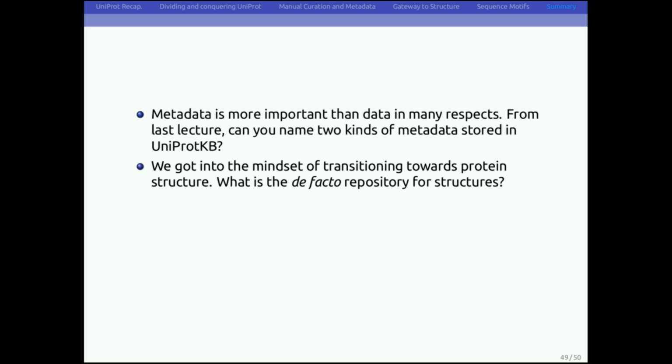Then we got into the mindset of transitioning towards protein structure. And quick recap, what is the de facto repository for protein structures? UniProt is the repository for protein sequences, and the repository for structures is known as the Protein Data Bank, or the PDB. We're going to be spending a lot of time with the PDB over the next couple of lectures that I give you.